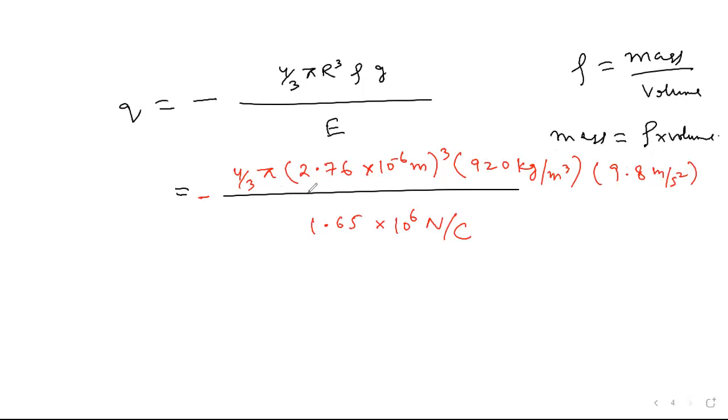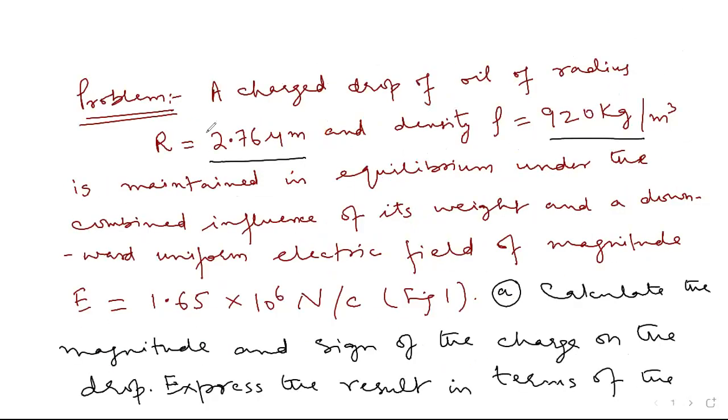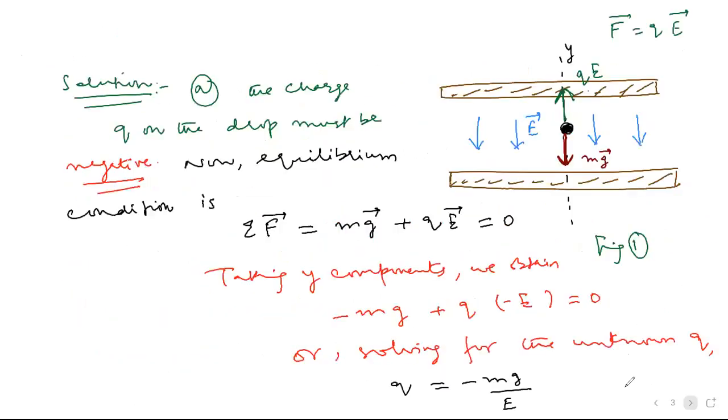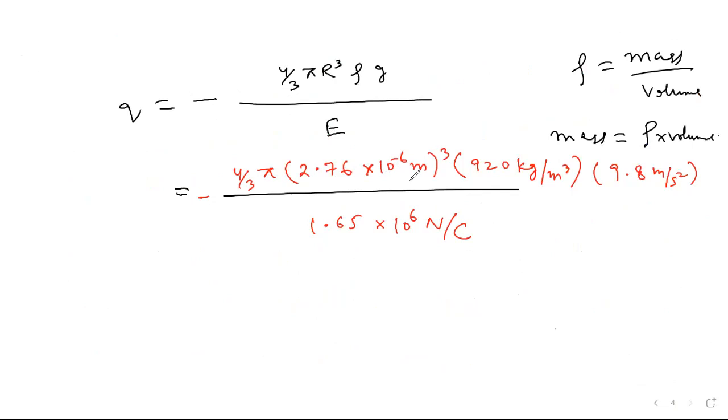Minus 4 by 3 pi times 2.76 into 10 raised power minus 6 meter. It was given that radius of the drop is 2.76 micrometer, and remember 1 micrometer is 10 raised power minus 6 meter. So we have used that, 2.76 into 10 raised power minus 6 meter, and there is cube outside. Then we have density 920 kg per cubic meter times the acceleration due to gravity 9.8 meter per second square divided by the electric field 1.65 into 10 raised power 6 Newton per coulomb. So when we calculate these numbers, it turns out to be minus 4.8 into 10 raised power minus 19 coulomb.